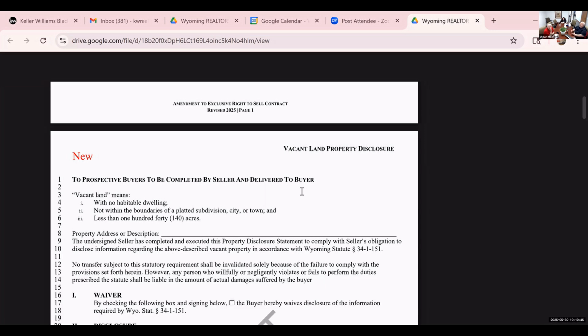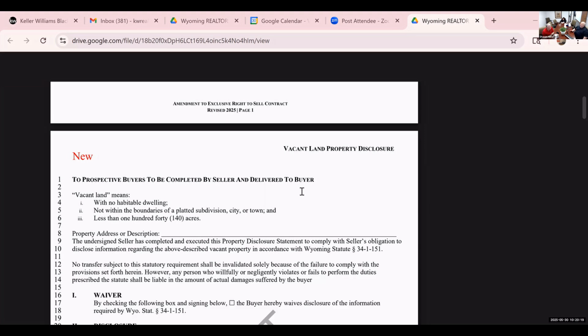So if your piece of land that you're going to sell in the state of Wyoming meets all three of those criteria on line 4, 5, and 6, then you're required to have this property disclosure. One is that it's no habitable dwelling on the piece of land. 2 is that it's not within the boundaries of a subdivision, city, or town. And 3rd is that it's less than 140 acres. This is the Swampland in Florida Act kind of thing. This is the 40 acres north of Rollins that's in the tundra in the middle of nowhere piece.